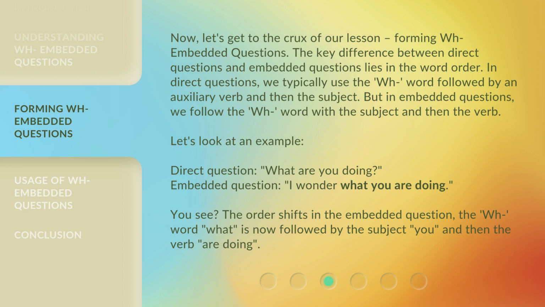Let's look at an example. Direct question: What are you doing? Embedded question: I wonder what you are doing. You see? The order shifts in the embedded question. The WH word, what, is now followed by the subject, you, and then the verb, are doing.